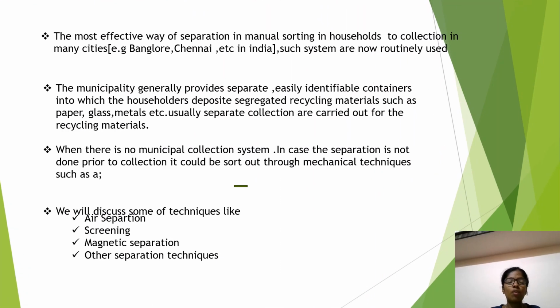The most effective way of separation is manual sorting in households prior to collection in many cities like Bengaluru, Chennai, etc. in India. Such systems are now routinely used. The municipalities generally provide separate, easily identifiable containers into which the householders deposit and segregate the recycling materials such as paper, glass, metals, etc. Usually, separate collections are carried out for the recycling materials when there is no municipal collection system.